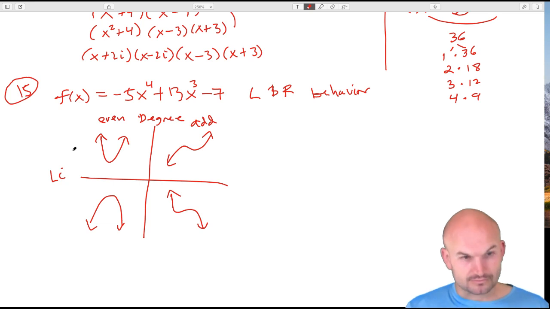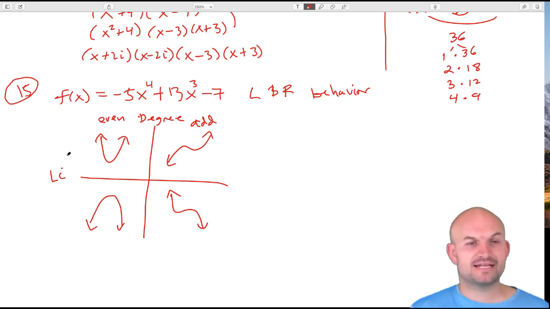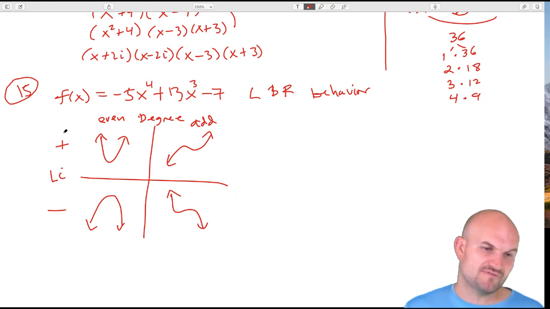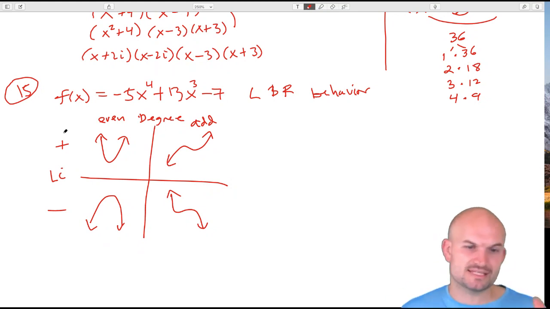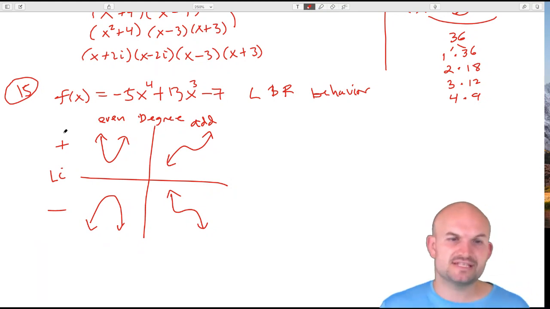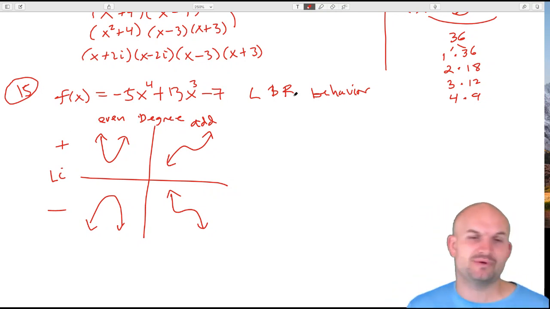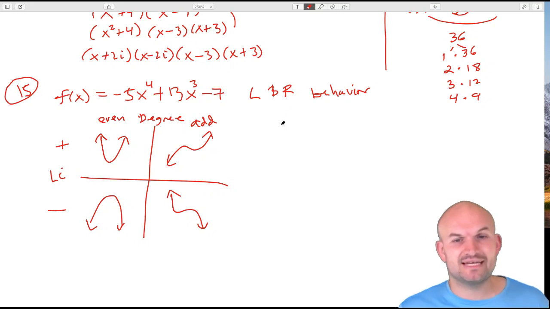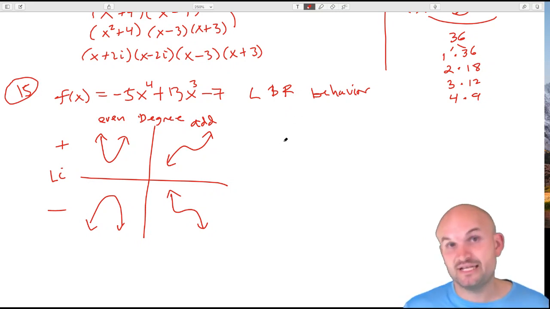So they're either going to be positive or negative. When it's positive, it's up and up, or falls left, rises right. When it's negative, it's going to be falls left, falls right, or rises left, falls right. And there's obviously different notation. You can use limits, and we go through a whole bunch of stuff in my class as well. But the main idea is you want to identify what is the leading coefficient.